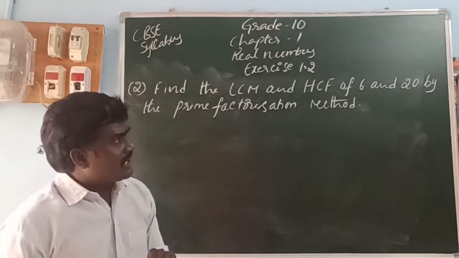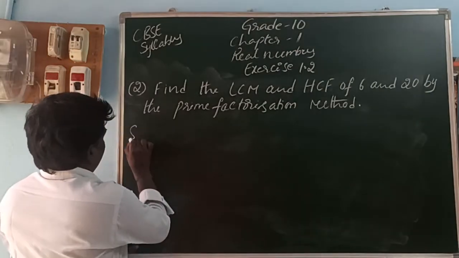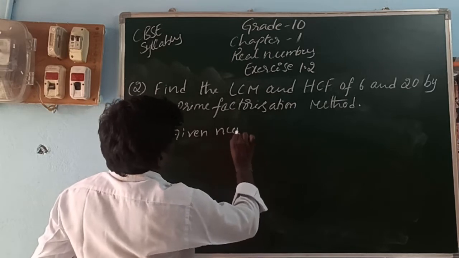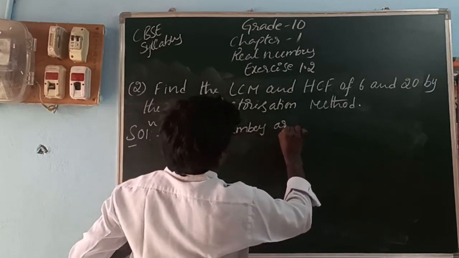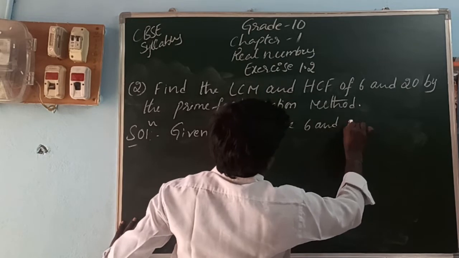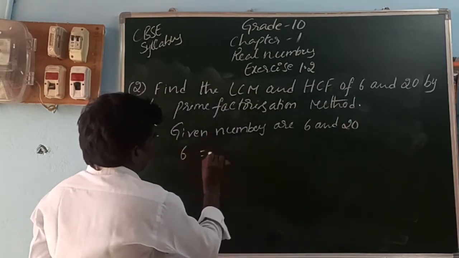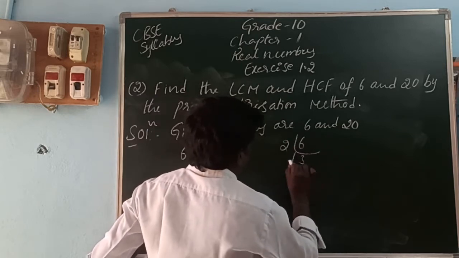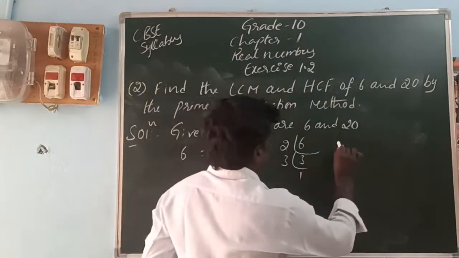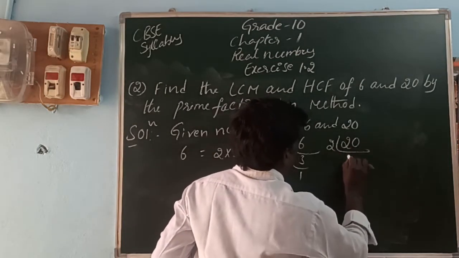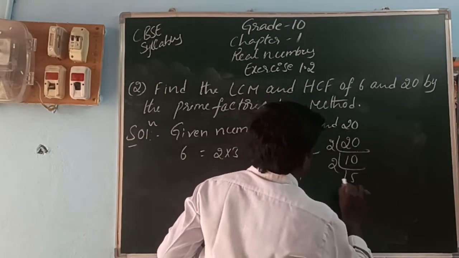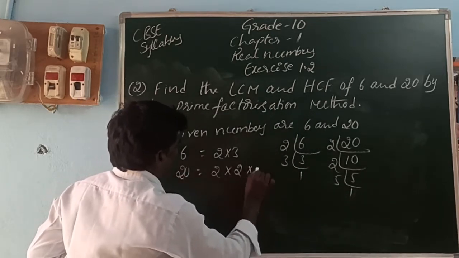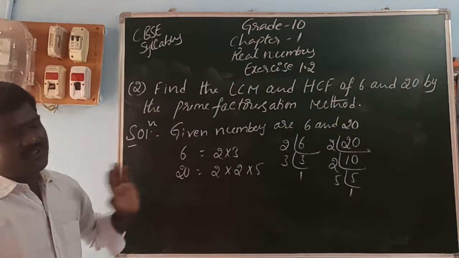Okay, first what are the given numbers? The given numbers are 6 and 20. So 6, how can we write? 2 into 3. 6 we can write as prime factorization. Next, 20, how can we write? 2 tens are 20, 2 fives are 10, 5 ones are 5. So 20 we can write as 2 into 2 into 5. Okay, this is the prime factorization.